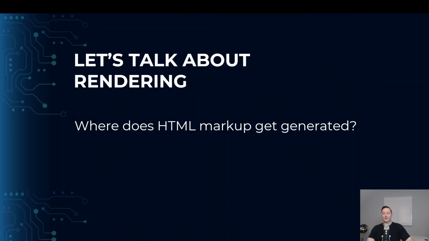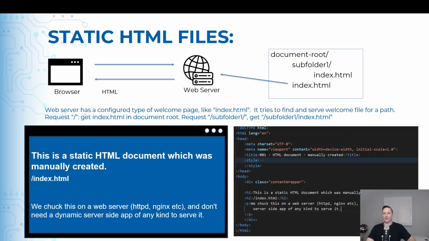Let's talk about rendering. By rendering, we mean where does HTML markup get generated, or where does the DOM manipulation happen to hydrate the DOM in response, if it's a framework app like a React app. So rendering is HTML or DOM. First, we're going to contrast it with static HTML files. So you don't typically hand code static HTML files as much anymore, unless it's pretty trivial.